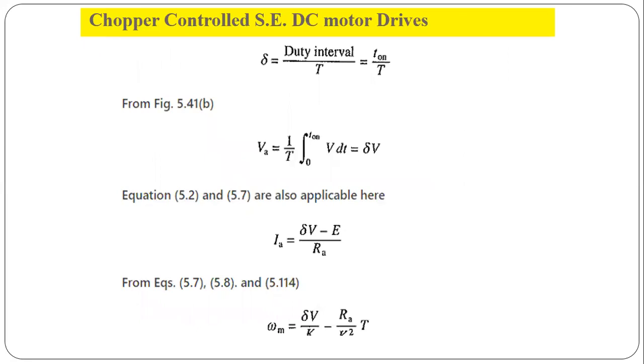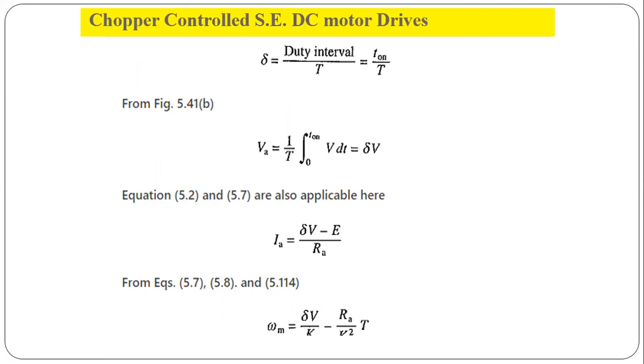So according to this statement, we can write the equation: duty cycle equals duty interval upon T, which is equal to small t on upon capital T. So we can write the equations of output voltage. V_A equals 1 upon T integration from 0 to T on of V dt, which is equal to delta V. These are also applicable here. I_A equals (delta V minus E) upon R_A.